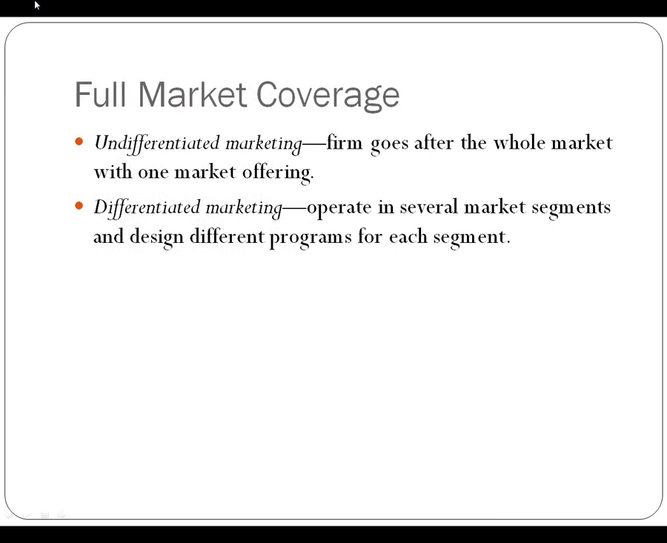Again, what I just mentioned in the last slide in terms of full market coverage is what's called differentiated marketing, where you operate in all the segments and you have different products, different services, different promotions, different programs, whatever it might be for each of those segments. So you're specializing per segment, but you're going after all the segments. Well, undifferentiated is just kind of what I mentioned earlier. It's just the fact that the entire market is treated as one segment. So you go after everyone in the same manner.